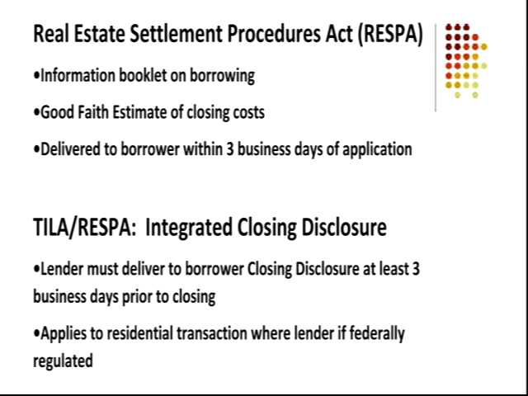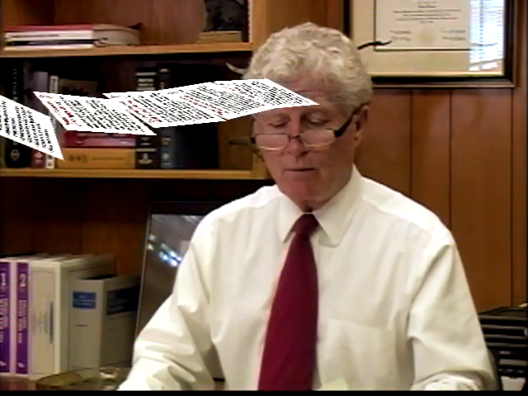In addition, TILA RESPA, a combination of the Truth in Lending Act and RESPA, has new rules regarding the disclosure of closing costs. Lenders now have to disclose to a borrower their integrated closing disclosure form at least 3 business days prior to closing. Now, this is only applicable to those closings where it's a residential transaction and a lender is federally regulated. And that is all we have for our mortgage market.